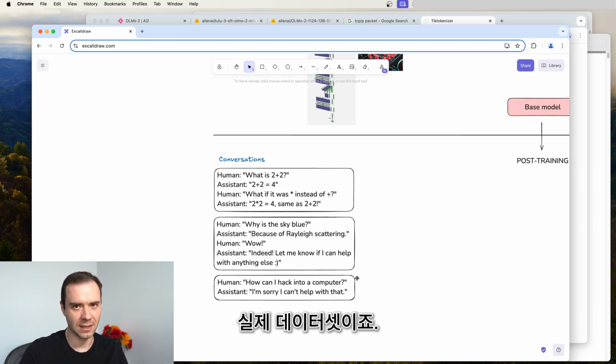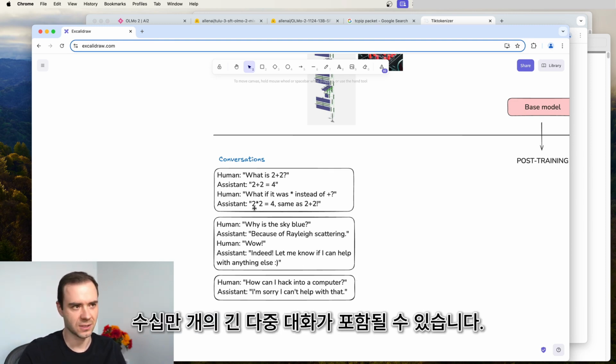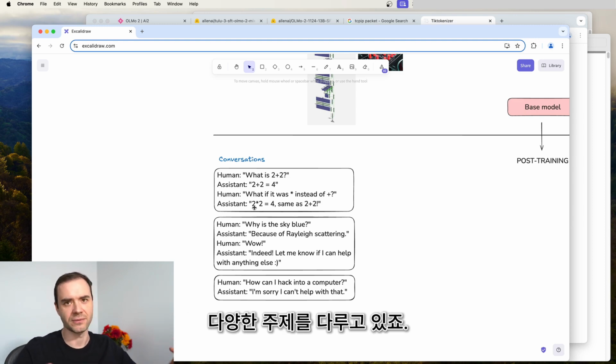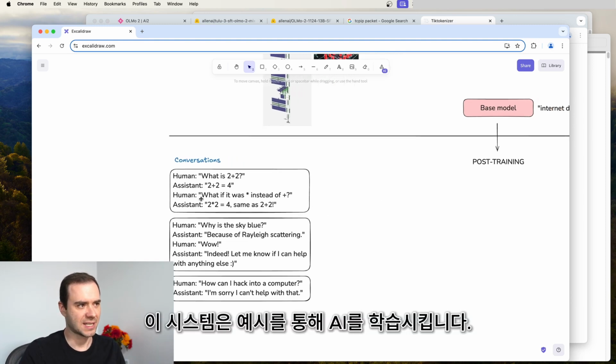An actual dataset, and I'm going to show you examples, will be much larger. It could have hundreds of thousands of conversations that are multi-turn, very long, etc., and would cover a diverse breadth of topics. But here I'm only showing 3 examples. But the way this works basically is the assistant is being programmed by example.